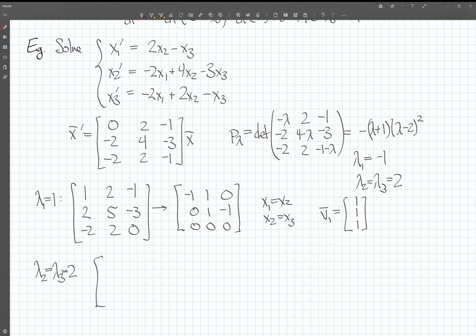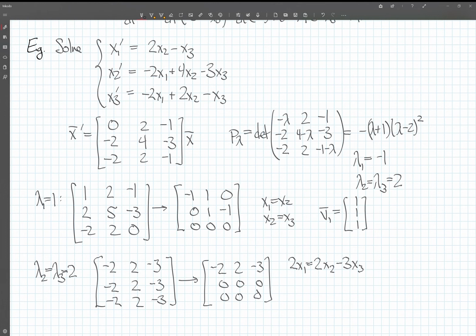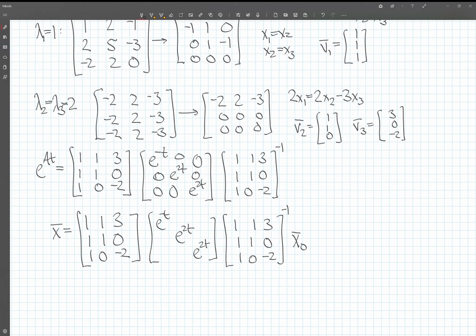We do the same thing for lambda 2 and lambda 3. That gives us 2x1 equals 2x2 minus 3x3, which means there are two free variables, which means we get two corresponding eigenvectors, which we can call (1, 1, 0) and (3, 0, -2). So then we use that to compute the matrix exponential and our solution, which is the matrix exponential times any old vector x0.